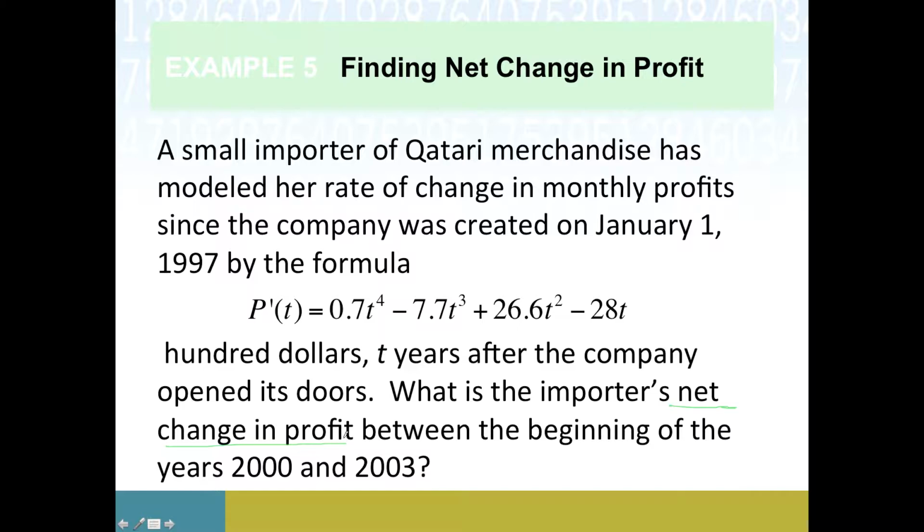Net change in profit. That's going to be this Q of B minus Q of A situation. And I guess I'm using Q's here because that's what the thing in the definition on the previous slide says. We're obviously working with profit, so this function got named capital P, but we'll make it happen. So this is basically P of B minus P of A. Okay, and then this is between the beginning of the years 2000 and 2003. So we're going to have to turn those into t values, but I have faith we can do that.